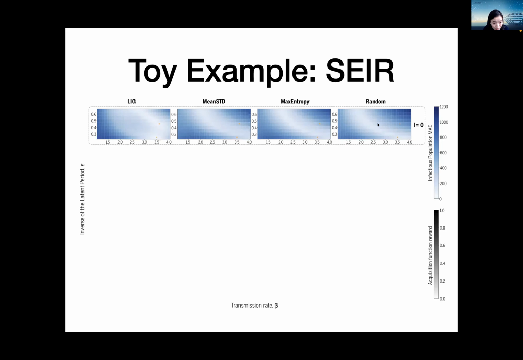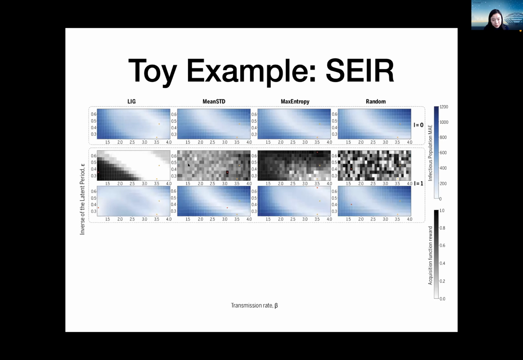And then in iteration 1, the black grid represents the value of the acquisition function. That gives us the reward which selecting this particular scenario will give to the model. After the first iteration, we can see that the LIG will generate this type of acquisition function, which shows that this area will give a lot of information if we sample in this area. And the white one shows that if we sample from this area, it doesn't give us much information. So we will guide the model to select these different places to add to the training set.